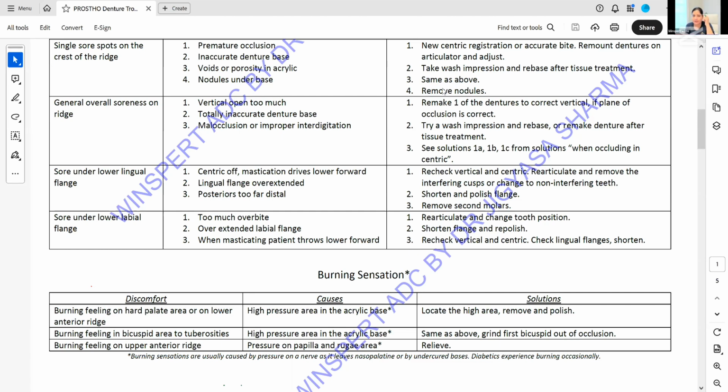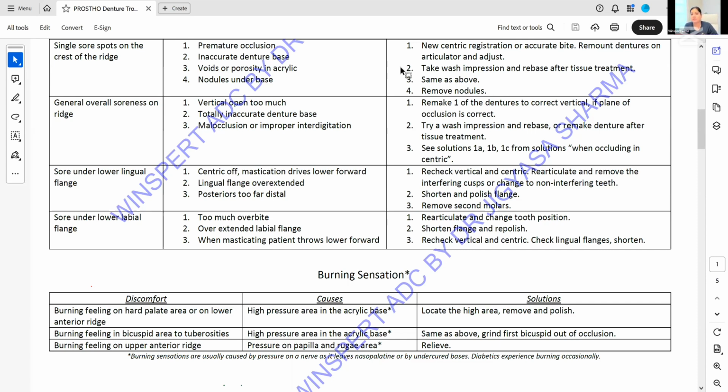Does that visual get recorded in your head? Would you remember this? Pain in the posterior part, in the molar areas, and denture moving forwards. Is your CO and CR not coinciding? You will have to re-articulate and selectively grind.